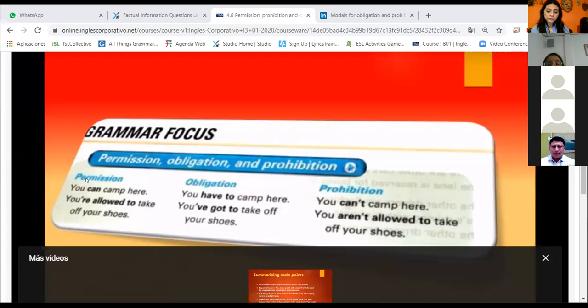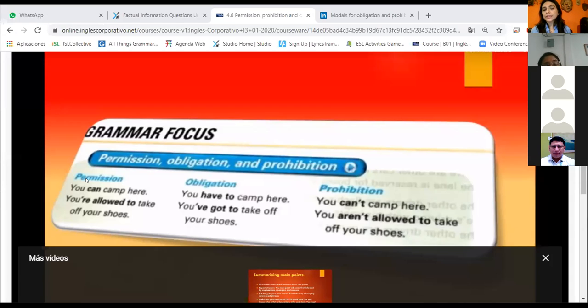Similar to may. In this case, we're using allowed to because we need to know other ways to express the same thing. So I'm giving you permission, and then I can use can or be plus allowed to, so it sounds nice, okay?